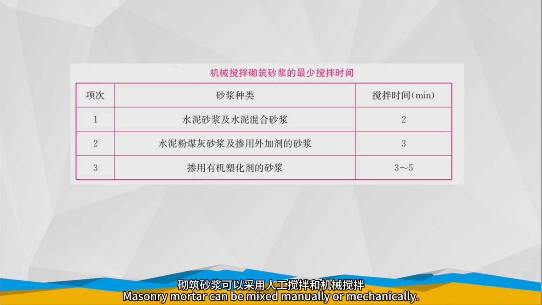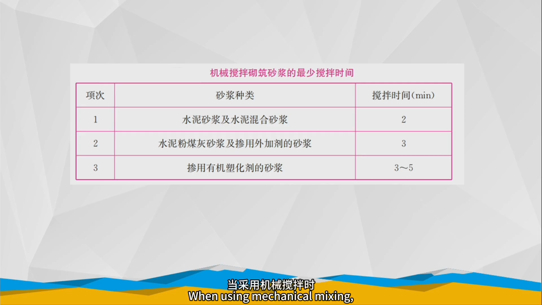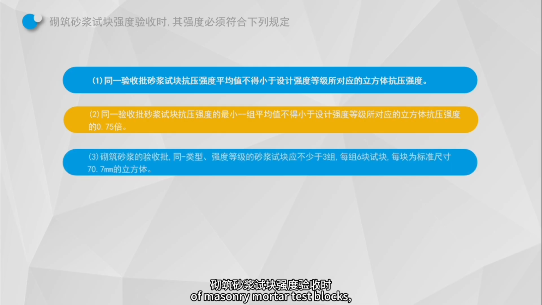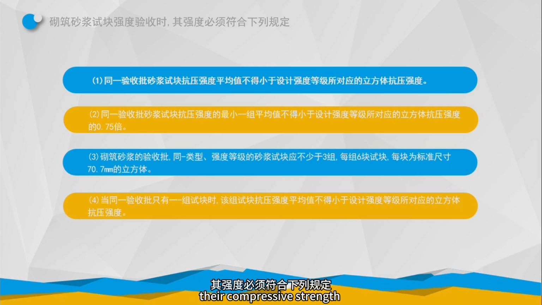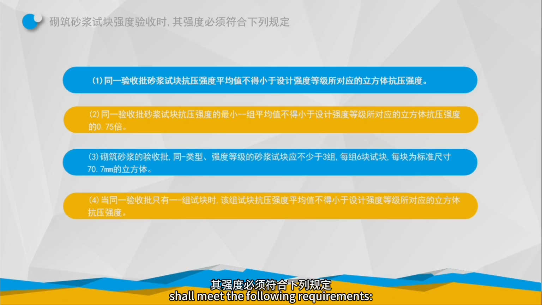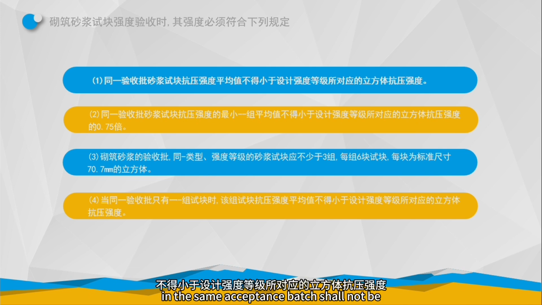Masonry mortar can be mixed manually or mechanically. When using mechanical mixing, the mixing time should comply with the provisions specified in the table. When inspecting the strength of masonry mortar test blocks, their compressive strength shall meet the following requirements. First, the average compressive strength of mortar test blocks in the same acceptance batch shall not be lower than the cube compressive strength corresponding to the design strength grade.